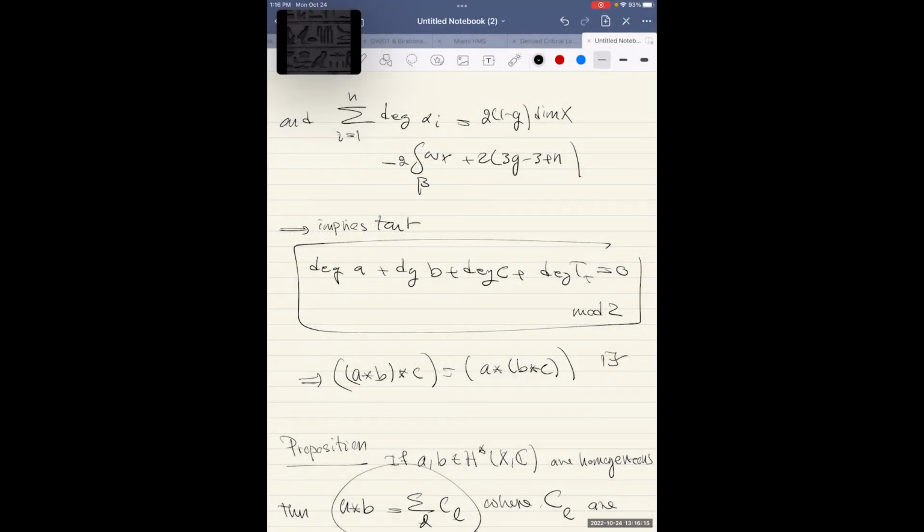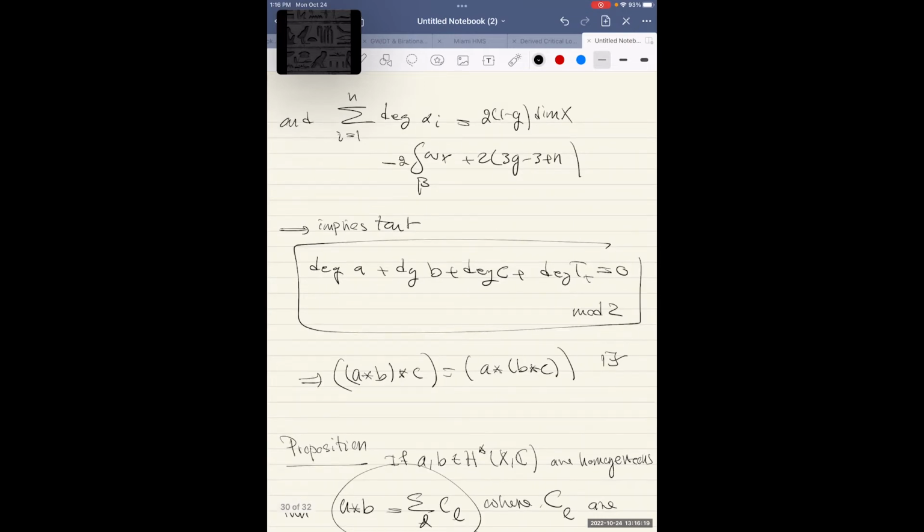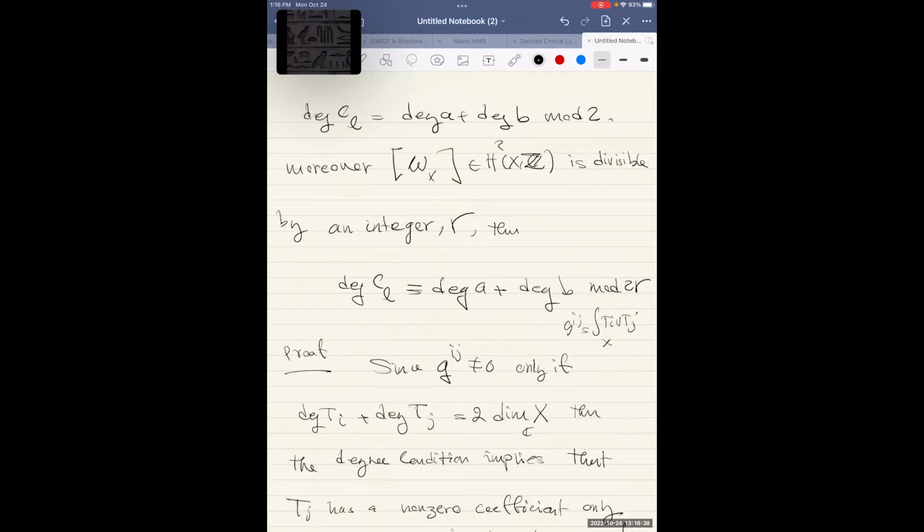Okay, got it. So let us continue. We were discussing properties of quantum cohomology and quantum products. Last proposition was that if I pick two elements in the complexified cohomology theory of a variety X, which are homogeneous, then they can be written in terms of homogeneous generators with this degree condition, that the degree is the degree of A plus B modulo 2. Okay, so we proved this thing.